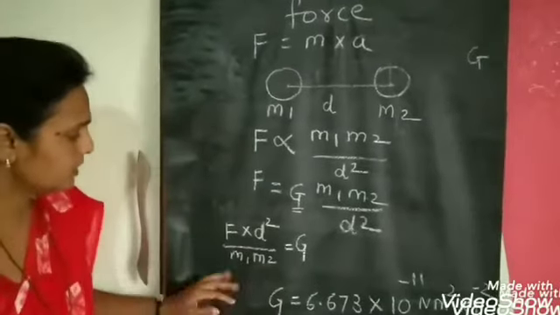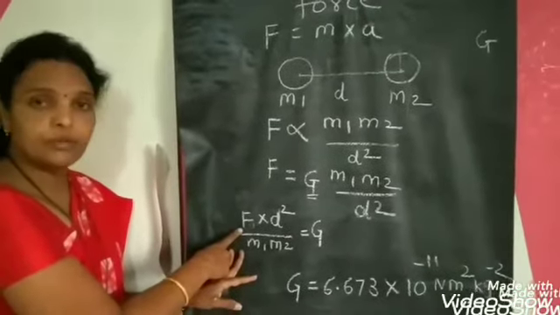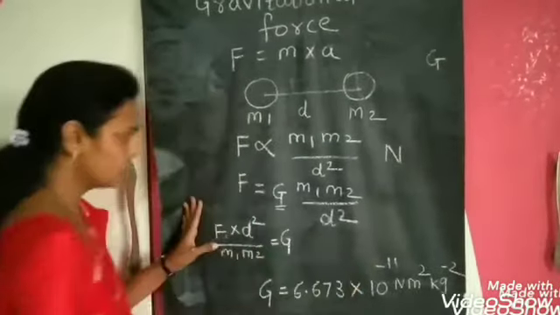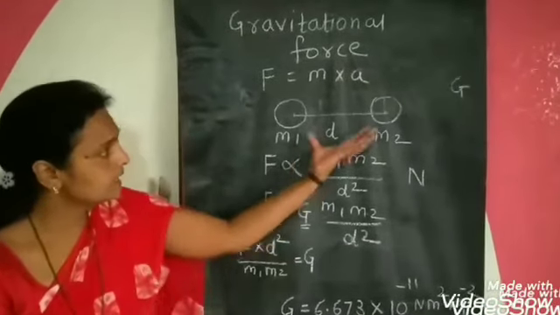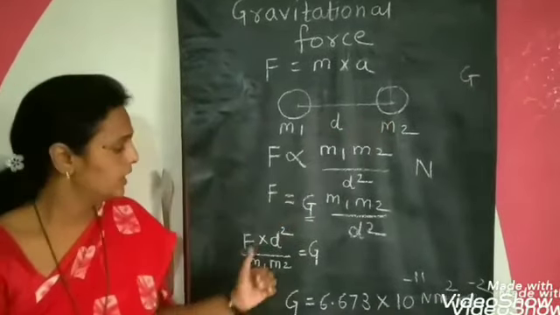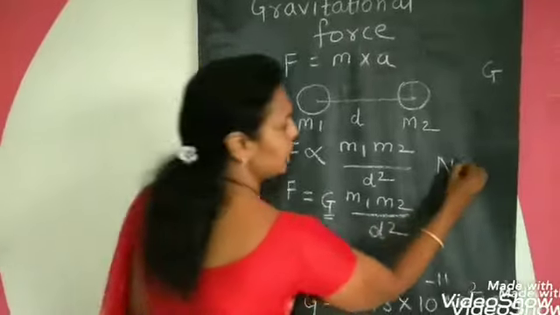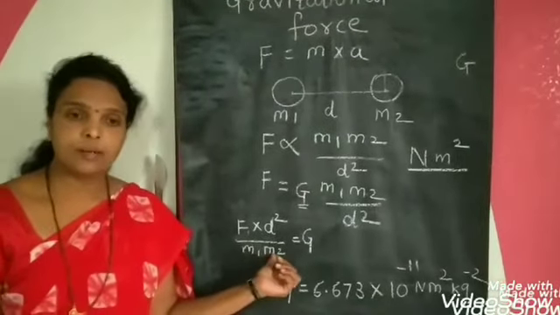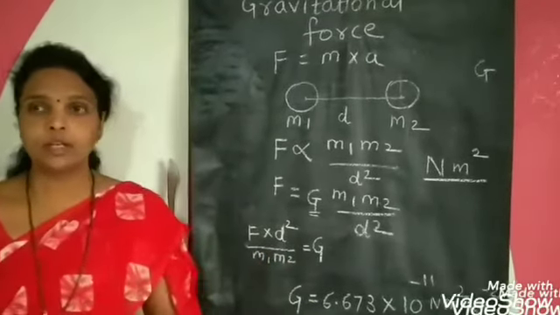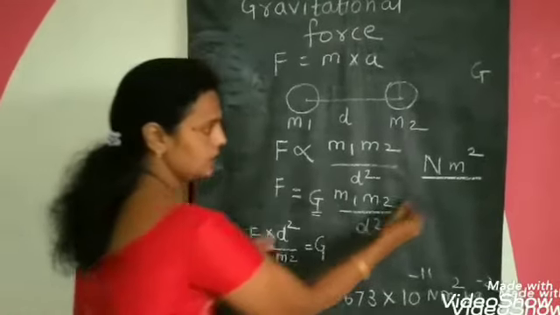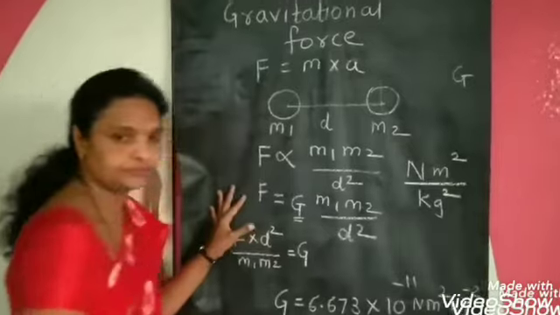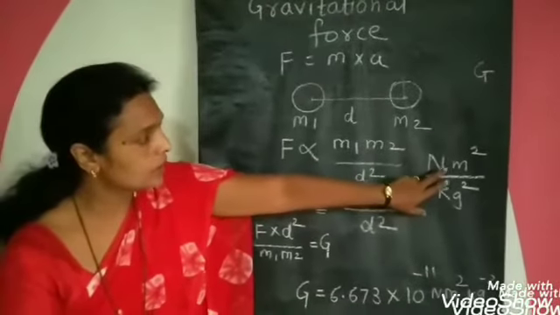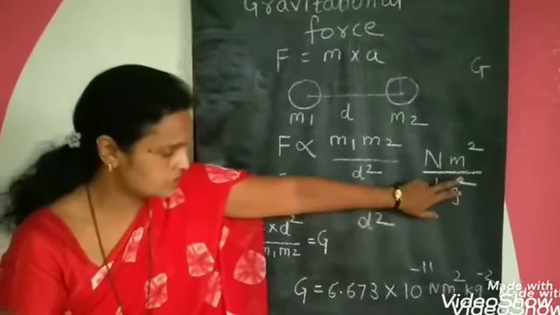Then we will find the value. Suppose, what is the unit of force? The unit of force is Newton. I am writing it shortly here. Now, d square means distance. What is the unit of distance? It is meter. Here is meter square. Now, m1 m2 means it is a product of the masses. Mass we calculate in kilogram. So, kg into kg. Here is kg square. The SI unit of the gravitational constant is Newton meter square per kg square.